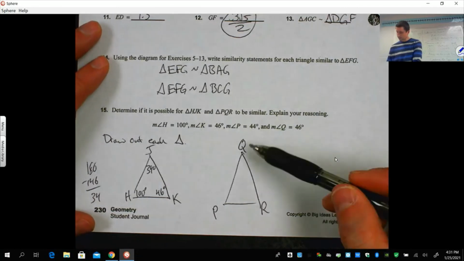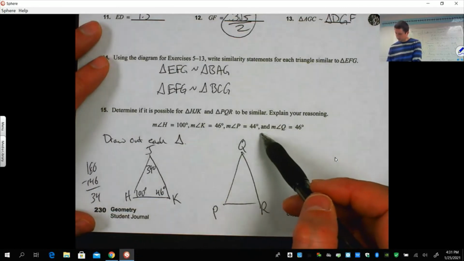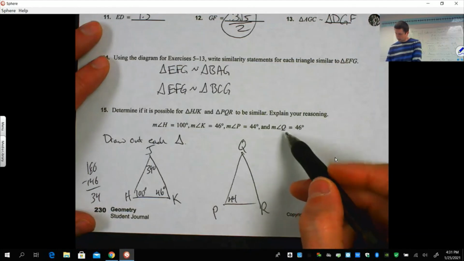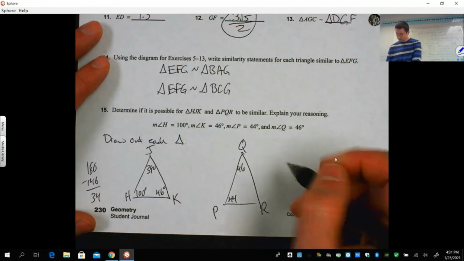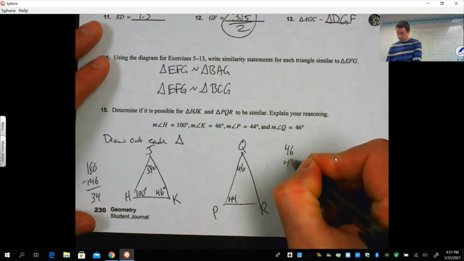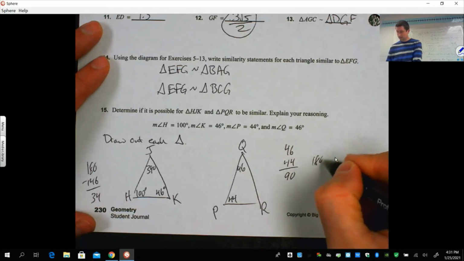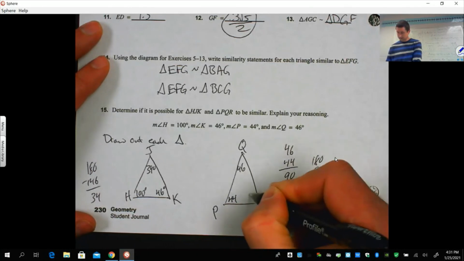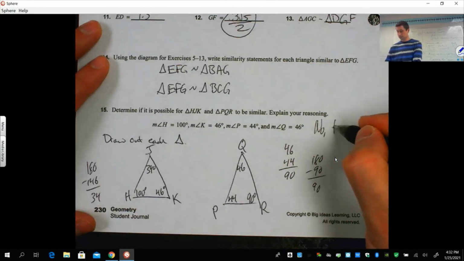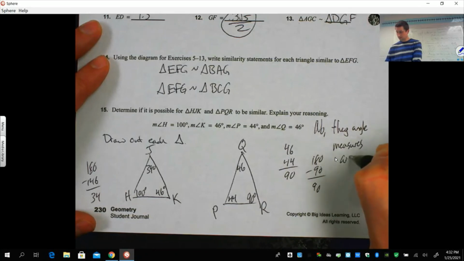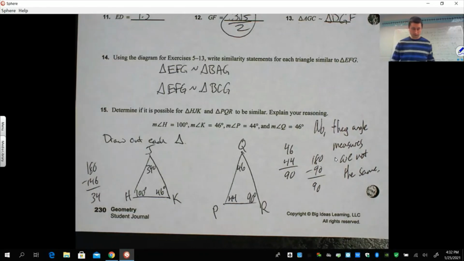Now I have something to draw here. It says angle P is 44, angle Q is 46. 46 and 44 give us 90. 180 minus 90 is another 90, so that's 90. So are they similar? We would say no. The angle measures are not the same.